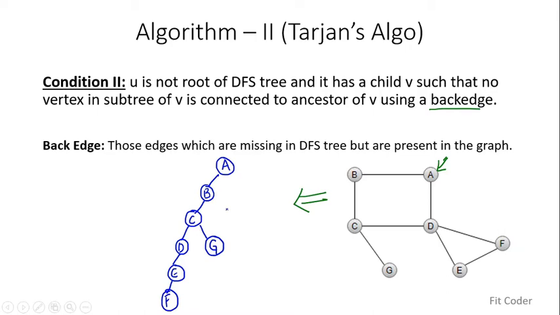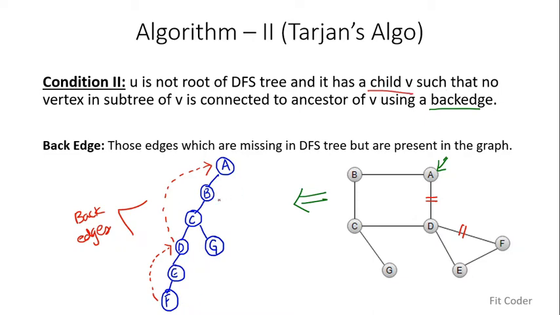Now back edges are those edges which are present in the original graph but are missing in the DFS tree. We see that there are two edges missing. One is between A and D and one is between D and F. So these will be back edges. Whenever we draw back edges, the direction will be from the bottom of the tree towards the top. In the DFS tree, D is downwards of A, so the back edge direction will be from D to A. Similarly for F to D.